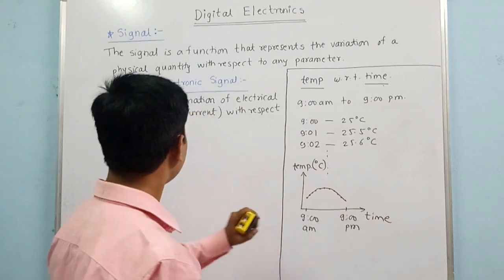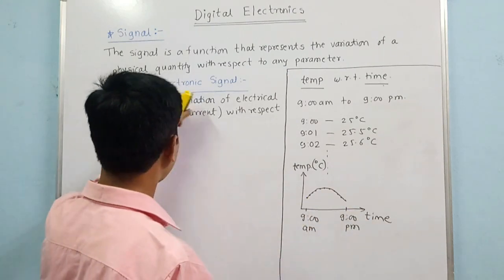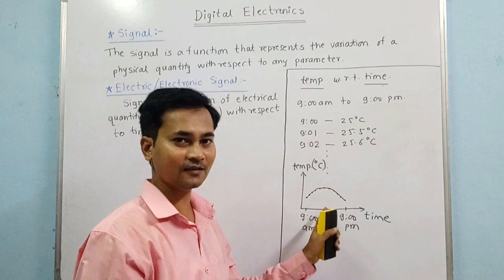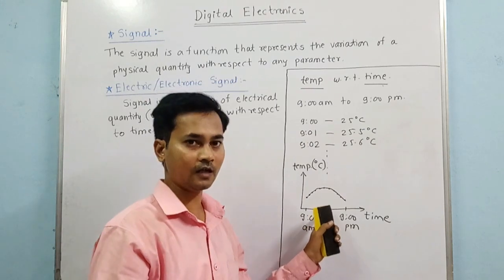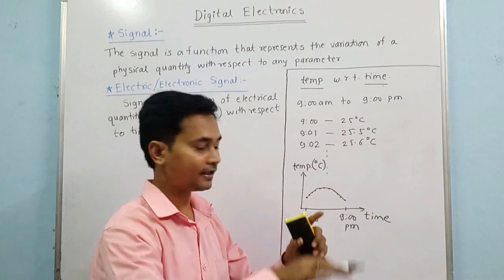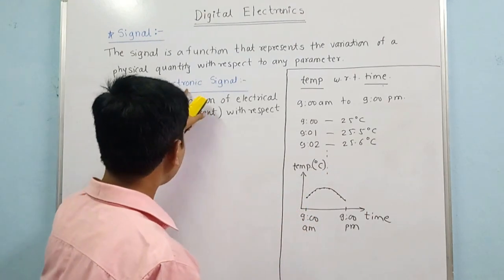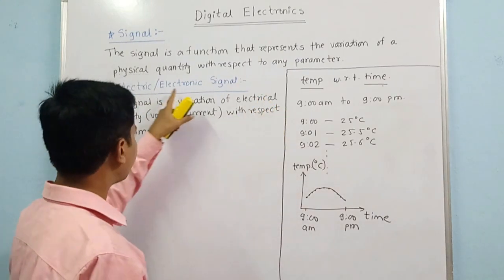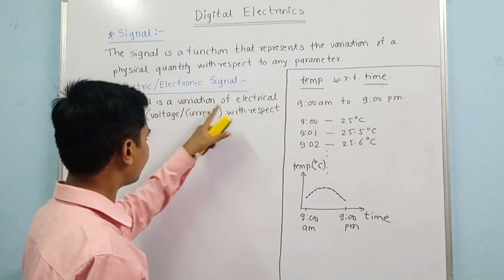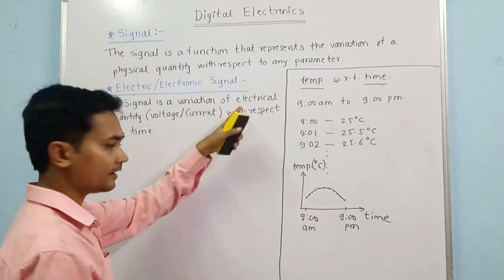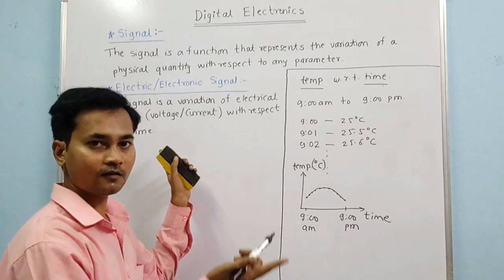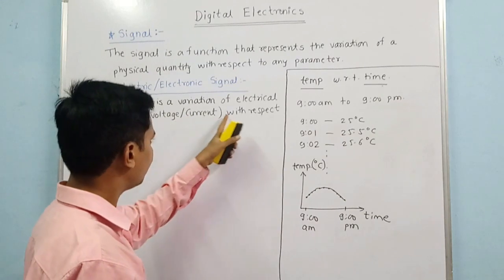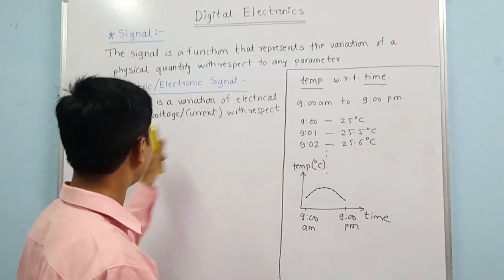Now the next thing is electric or electronic signal. This is not an electric or electronic signal, this is a physical quantity, but I am telling you about the digital electronics subject, so that's why we have to understand electric and electronic signals. First, what is an electric or electronic signal? The signal is a variation of electrical quantity. The electrical quantity can be either voltage or current, and this electrical quantity can be varied with respect to time.